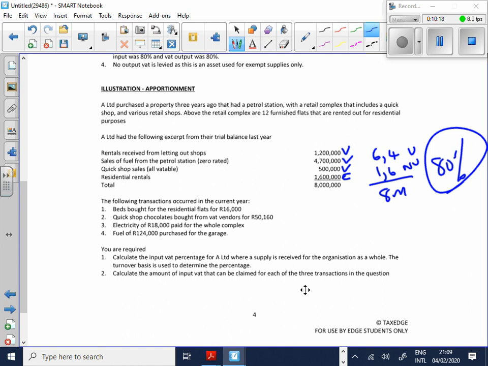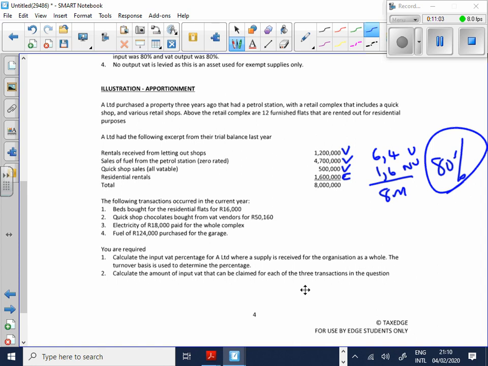Quick shop chocolates bought from VAT vendors for 51.60. It's 100% vatable. Therefore, 100% VAT can be claimed. Electricity of 18 for the whole complex. Times the 80%, because that's for both of them, both places. And fuel of 124 purchased at a garage. Fuel is zero rated, so you just put it in at zero. Are you guys comfortable? So that's kind of a dynamic that you need to do. And you'll see one of the first touch examples I do, the teaching example that they've got inside your assignment, has got an example similar to this. So this is quite a common way of asking something in an exam.